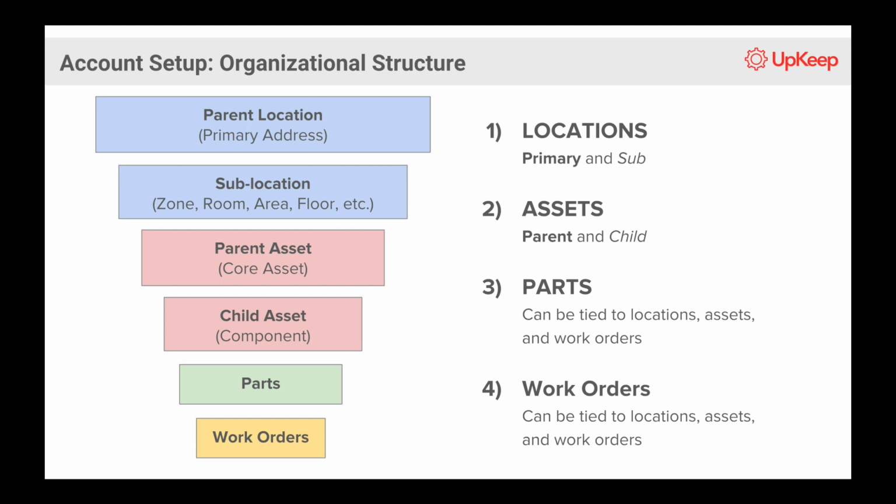Now, living in these sublocations, you're going to have your parent assets. Let's pretend as though our parent asset in this case is an HVAC unit. So that's going to be a core asset. And then within that core asset, we have child assets, which are components of that HVAC unit. So for example, maybe we have some compressors in there, maybe we have some wires, some fan blades, some belts.